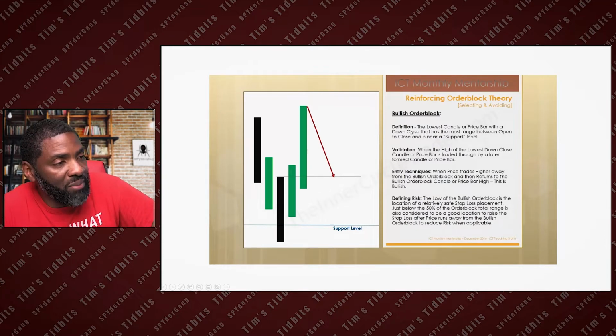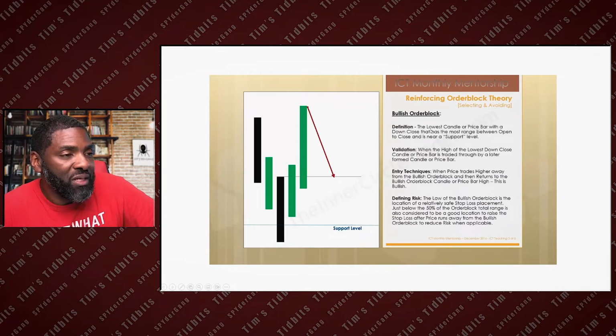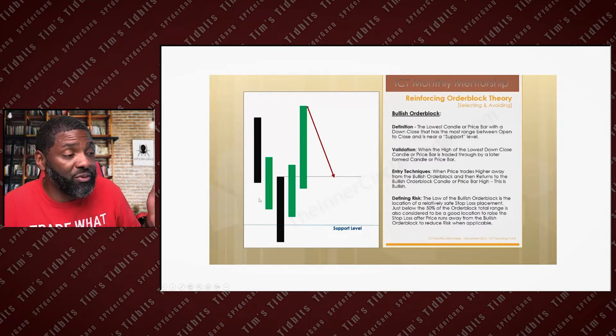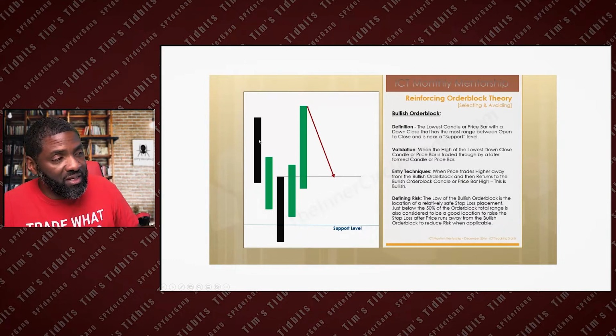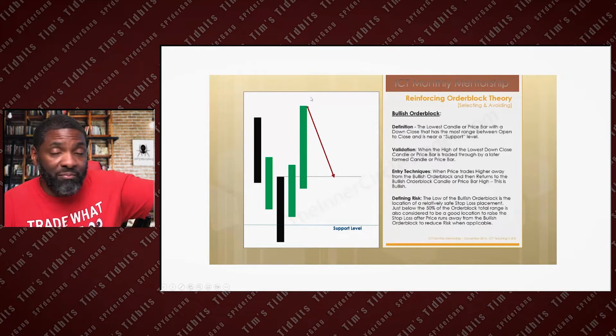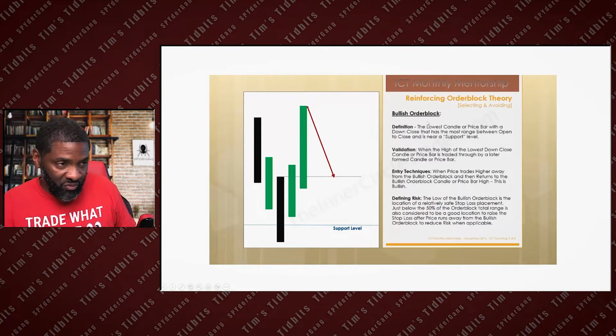So here we go. Bullish order block. Definition: the lowest candle with a down close that has the most range between open to close and is near a support level, meaning the beefiest candle, right? The beefiest down close candle around a support level. Price comes down to or through a support level, and the last down close candle before a violent move up, like this, and we get the violation, that's the order block right there.